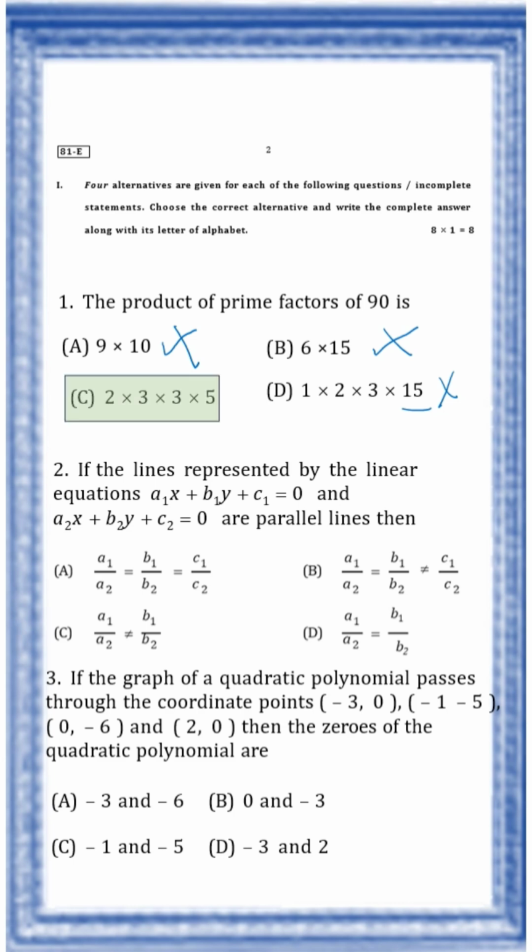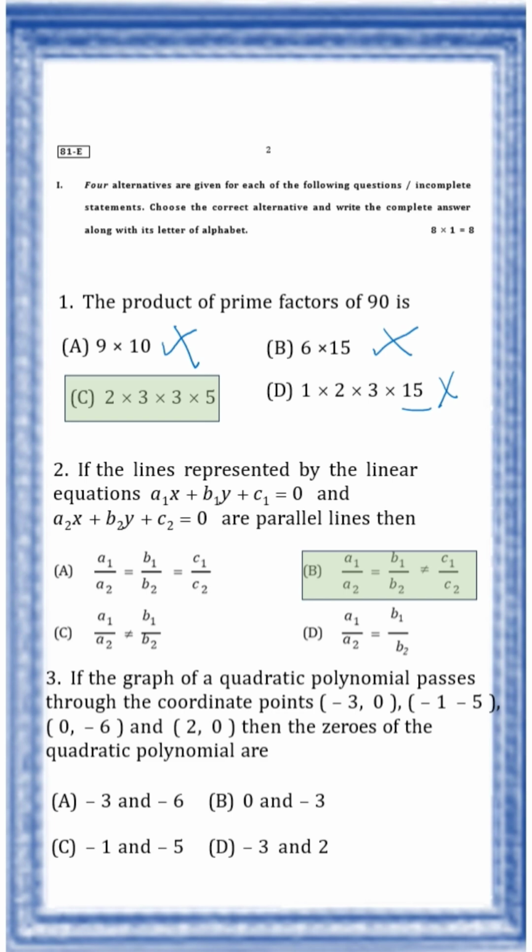The second question: if the lines represented by the linear equations a1x plus b1y plus c1 is equal to 0 and a2x plus b2y plus c2 is equal to 0 are parallel lines. Listen carefully, read carefully. If the lines are parallel lines, then the equation is a1 by a2 is equal to b1 by b2 is not equal to c1 by c2. Option B is correct. Option A represents coincident lines. Option C represents intersecting lines.